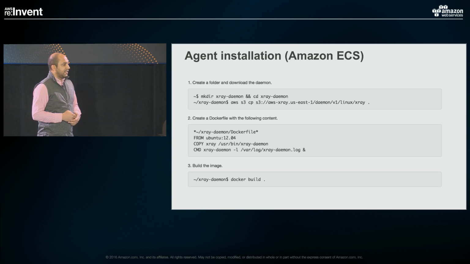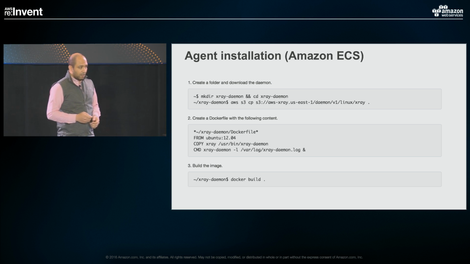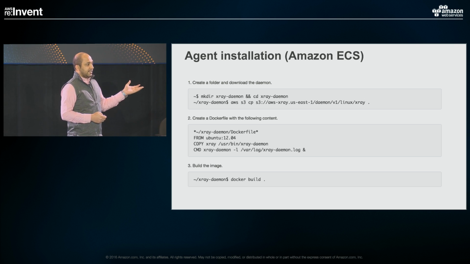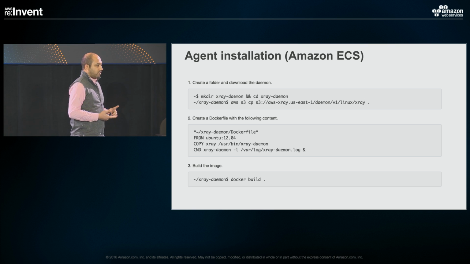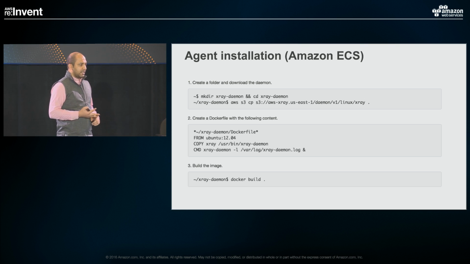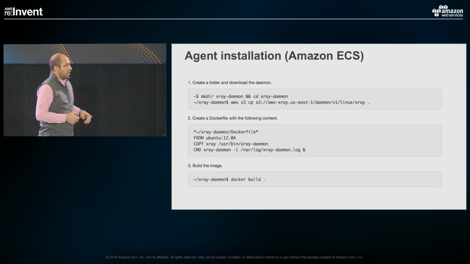And then on Amazon ECS, you can do the same thing with your containers. If you want to run this on your desktop, you can download the file from S3 and run it on your desktop. We have, as I mentioned previously, support for RHEL, Ubuntu, Mac OS X, Amazon Linux, Windows, both as a Windows process and as a Windows service.